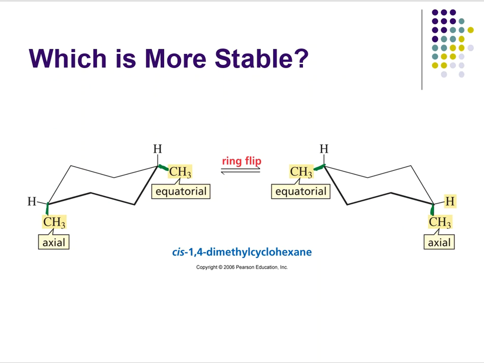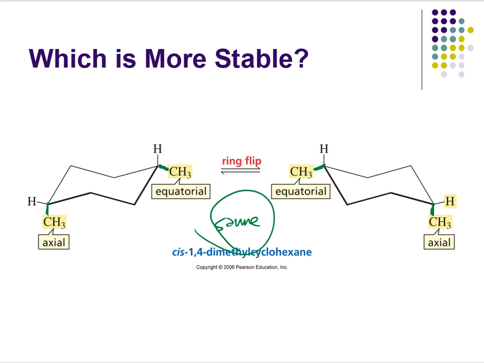Which is more stable? Well, if the left-hand side has a methyl pointed down on axial and a methyl that's on equatorial, and the right-hand side has a methyl on the axial and a methyl on the equatorial, then, folks, these two things are the same. There is no difference between these. Neither one of these is more stable than the other one. They both have the same stability because it's the same molecule.